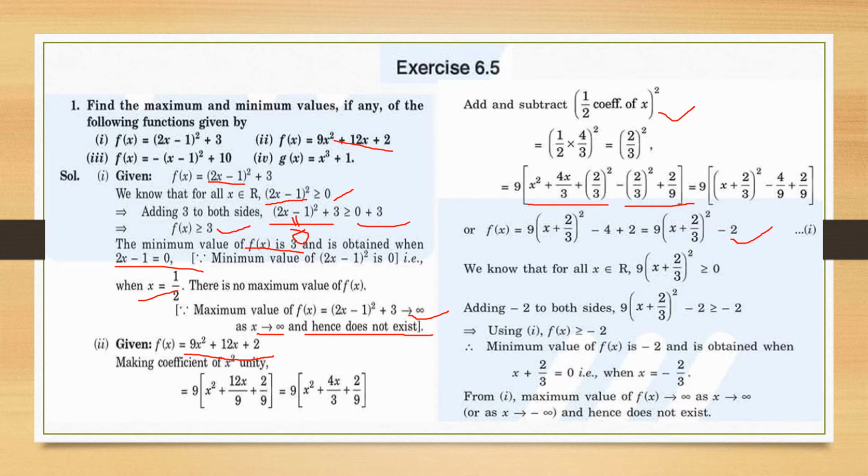So now let us interpret it. This is always positive, and when you subtract 2 from it, it will be greater than or equal to minus 2, because you are adding a positive number to minus 2. So this minus 2 is the minimum, and it will be obtained at the zero of this, that is at x + 2/3 = 0, that is when x is equal to minus 2 by 3. And the maximum value is again, as x approaches infinity, this f(x) also approaches infinity, hence we see that the maximum does not exist.